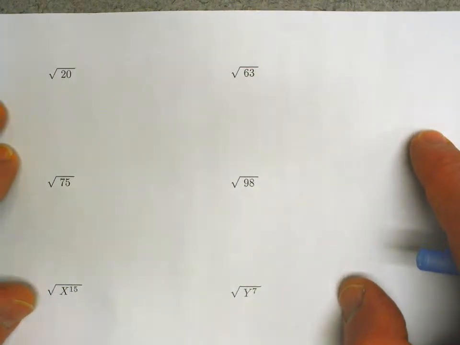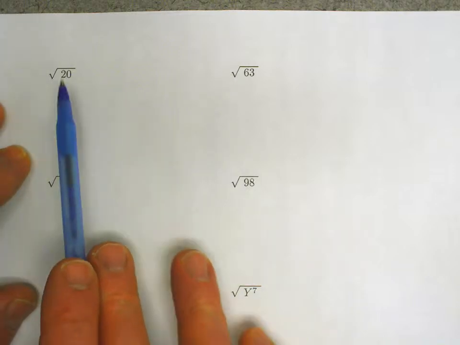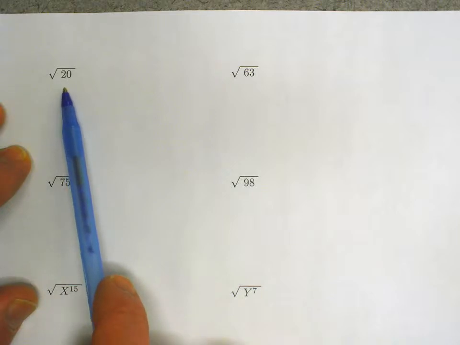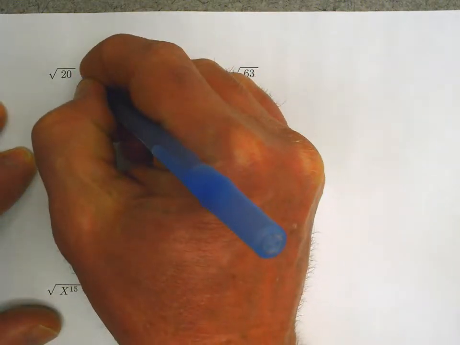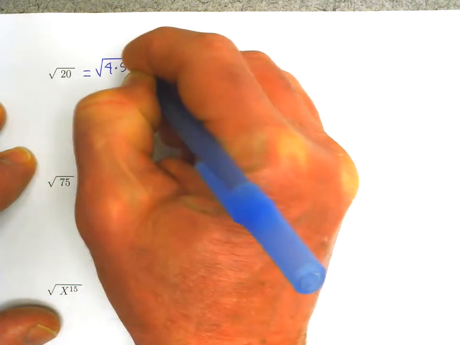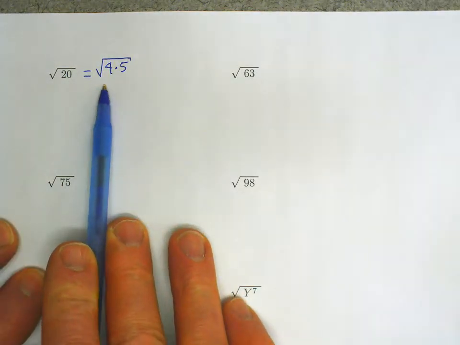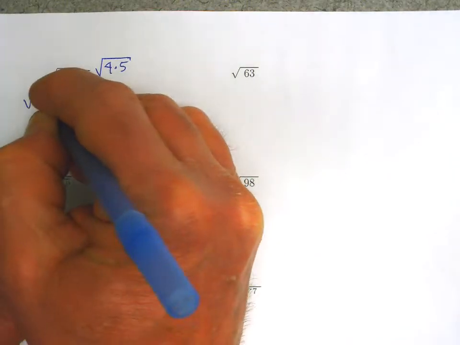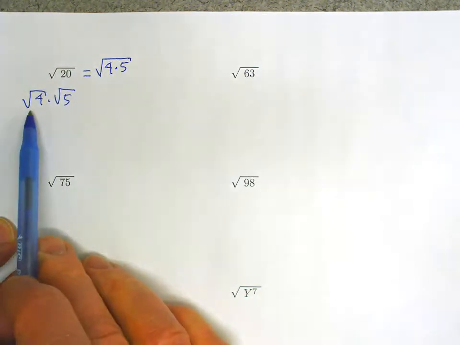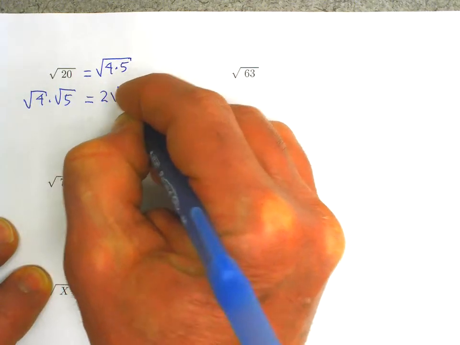Okay, the first one, simplify the square root of 20. 20 is not a perfect square, but the largest factor of 20 that is a perfect square is 4. 4 times 5 is 20. So we'll rewrite the square root of 20 as the square root of 4 times 5. And then we'll apply the product property of square roots. The square root of 4 times 5 is the square root of 4 times the square root of 5. And we can simplify the square root of 4 to 2, so our final answer is 2 times the square root of 5.